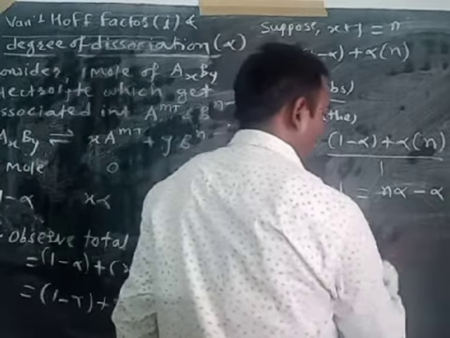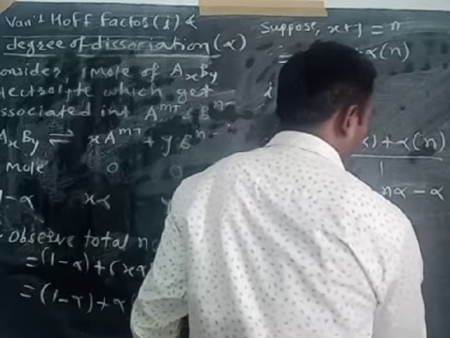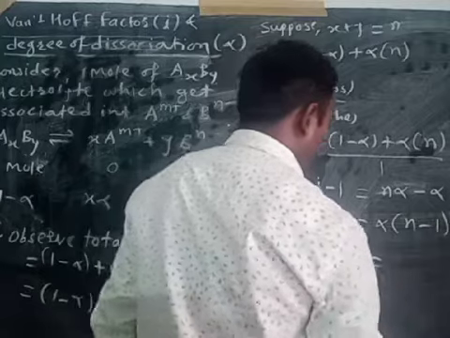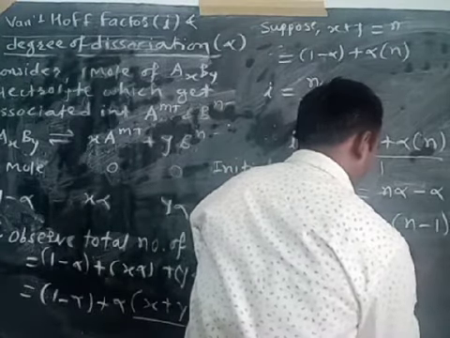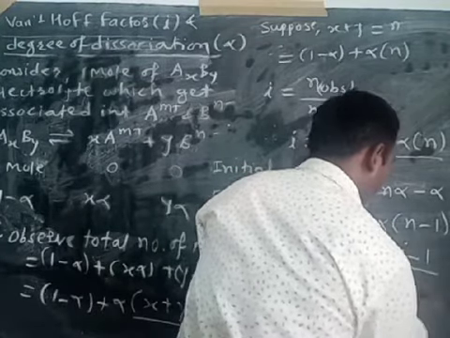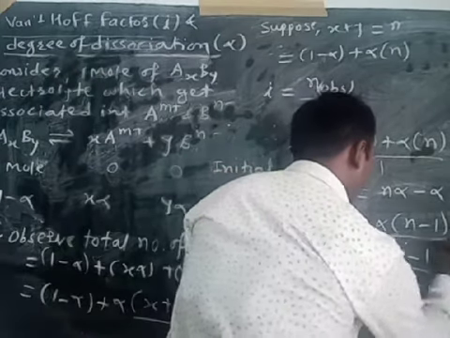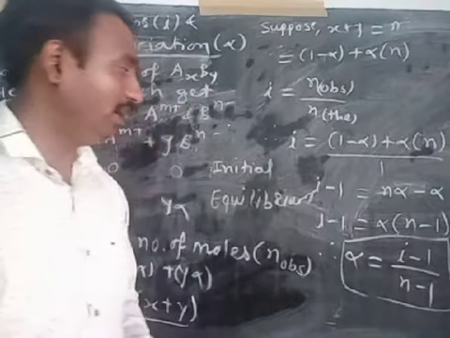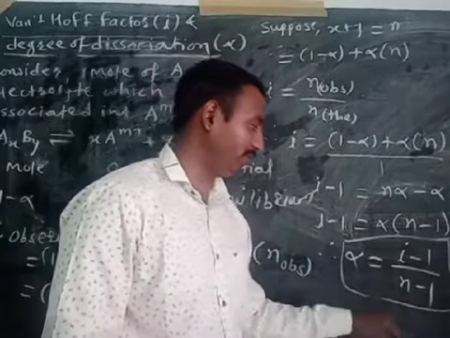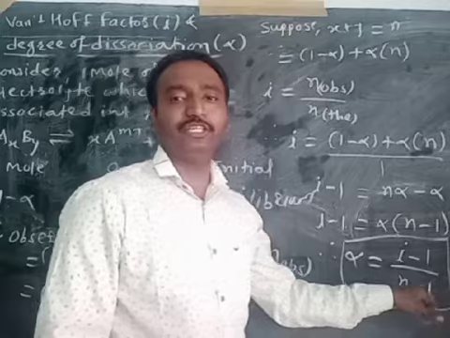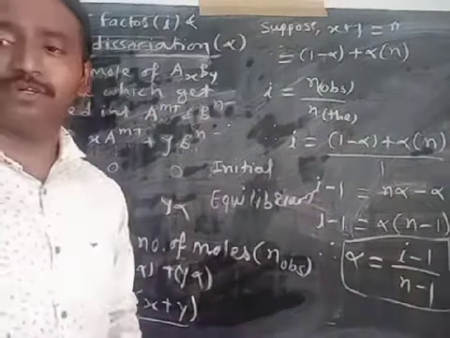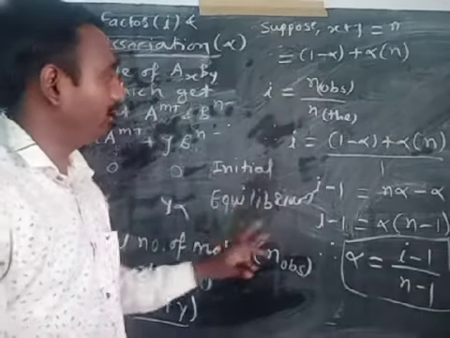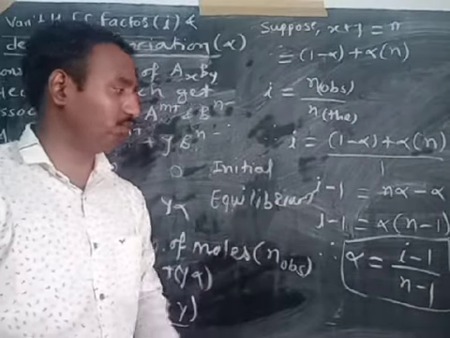Here alpha will be the common term, so n minus 1, and from this we can write alpha is equal to i minus 1 upon n minus 1. This is the relationship between degree of dissociation and van't Hoff factor i, where i is the van't Hoff factor, alpha is the degree of dissociation, and n is the number of particles present in the solution.